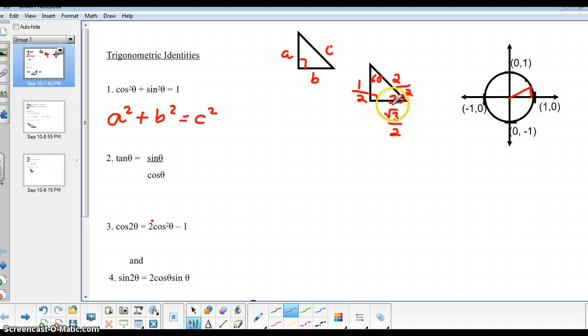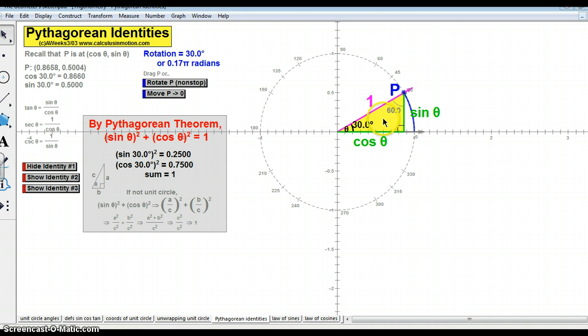So in that case, our cosine would be the adjacent, would be square root of 3 over 2, and our sine would be 1/2. If we look at the picture of this, we can see again how this works with our unit circle. The cosine is our x value and the y is our sine value. If you look at how this program used the Pythagorean theorem to solve this identity, they also used sine 30, and they took sine 30 squared plus cosine 30 squared to equal 1.